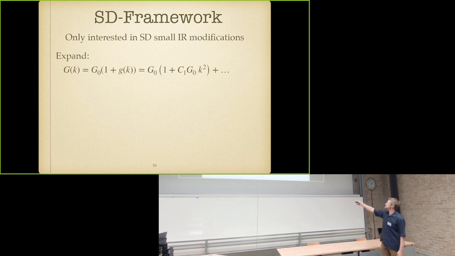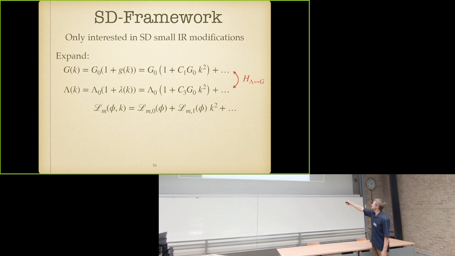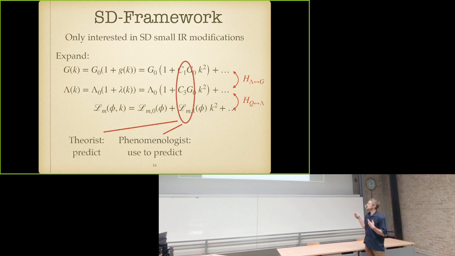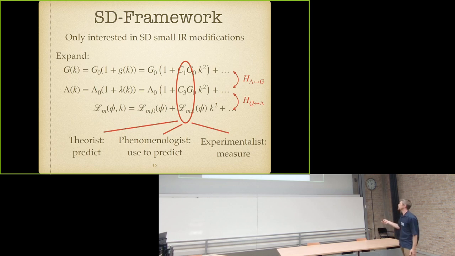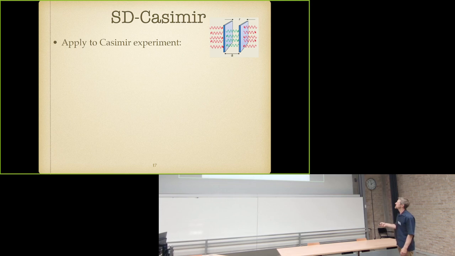So we expand for small k, all the couplings which might run, and the couplings in the matter sector. And this automatically includes our hypothesis. Here we have lambda and G connected through K, and here we have matter and lambda connected through K. Now you have to just go and solve the equations for a given problem. And these parameters are the parameters I talked to you about before.